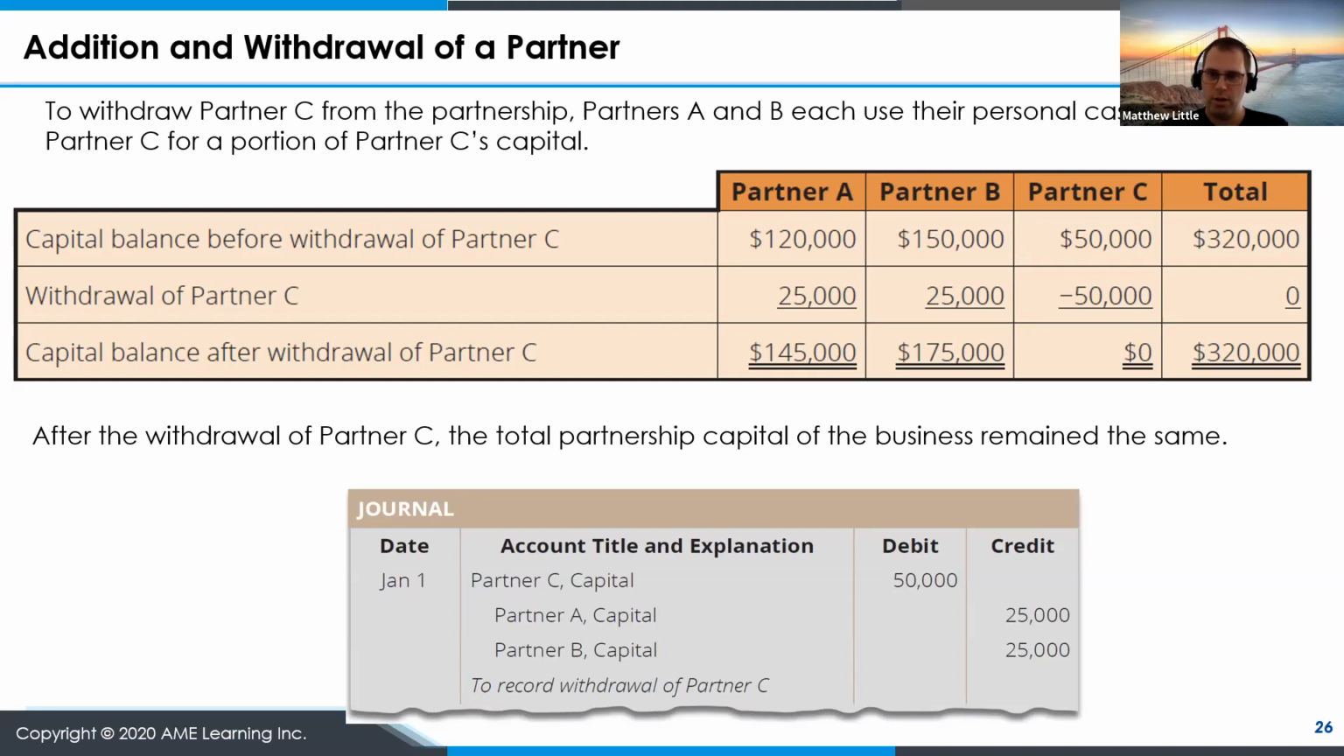So we need to debit partner C's capital to get rid of it. And we need to credit partner A and B based on how much they each paid. And in this case, they both paid equally $25,000.